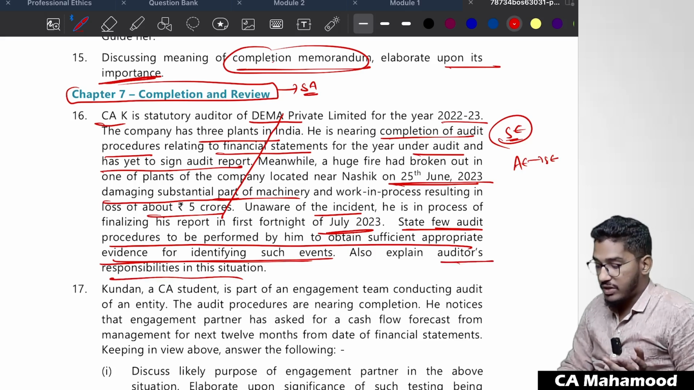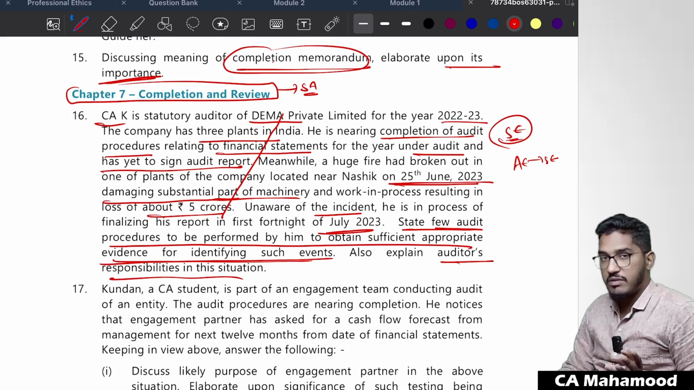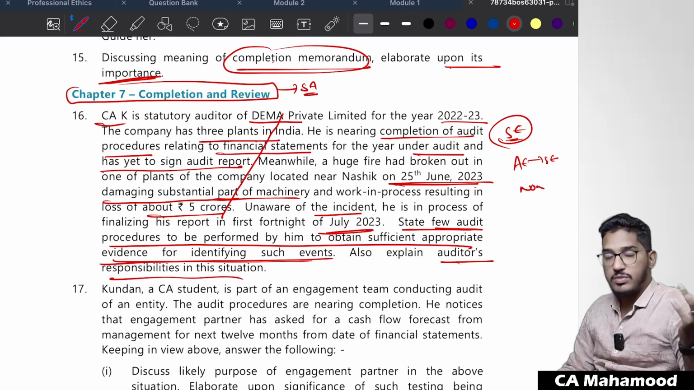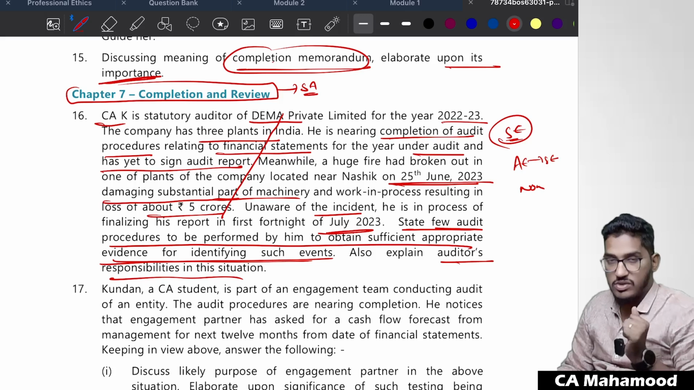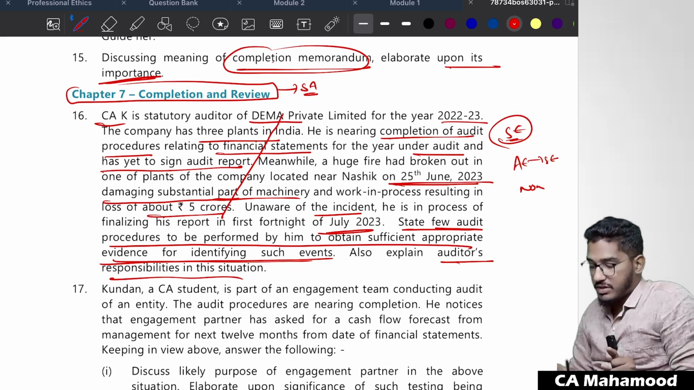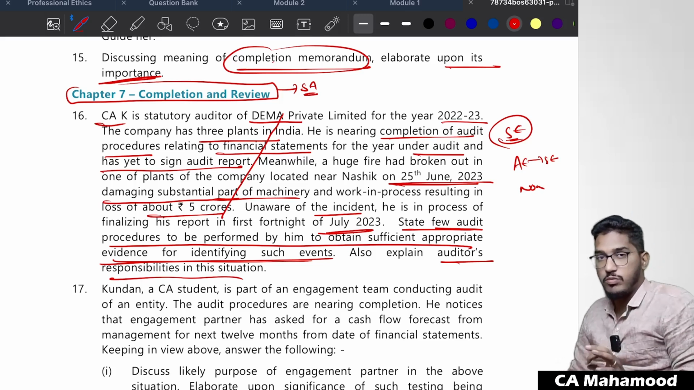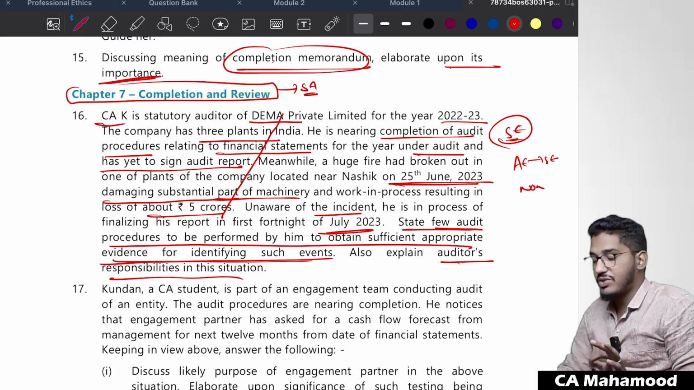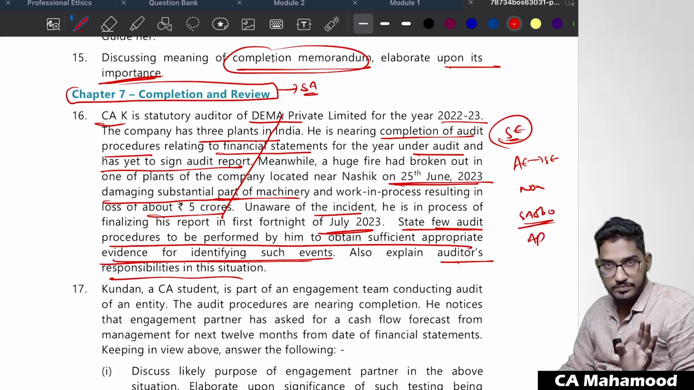So in the given case, the audit report is not yet finalized. He came to know about the subsequent event before signing the audit report. Ask the management to give a disclosure. Why? Because this is a non-adjusting event. Ask the management to give a disclosure and then give the audit report. This is your responsibility. But the main question is what audit procedures you have to perform to obtain audit evidence regarding subsequent events. You have to write from SA 560 the paragraph relating to audit procedures.